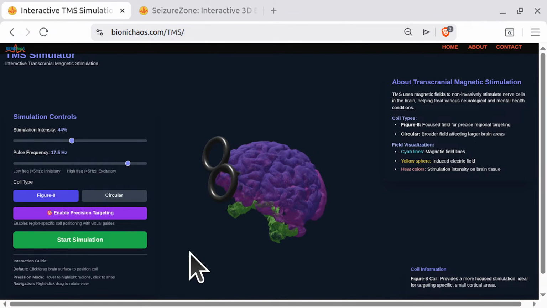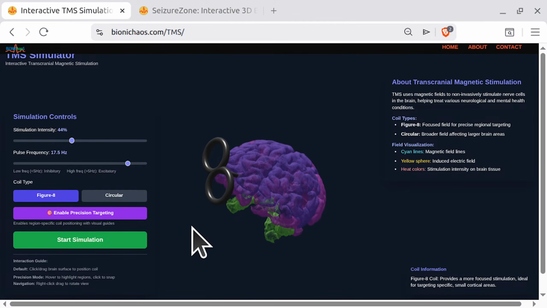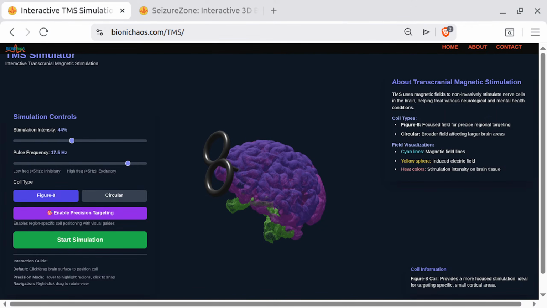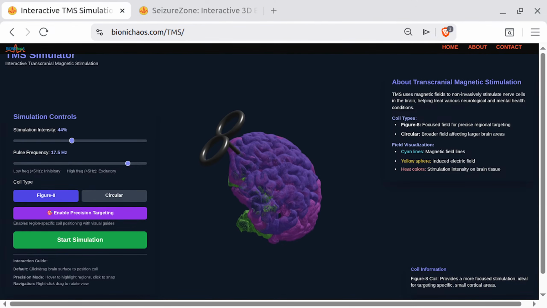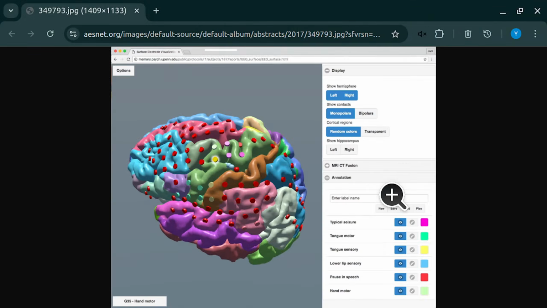Yes, we're trying to use this same model for choosing placement of the electrode. So it will be somehow similar to this tool here, somehow.